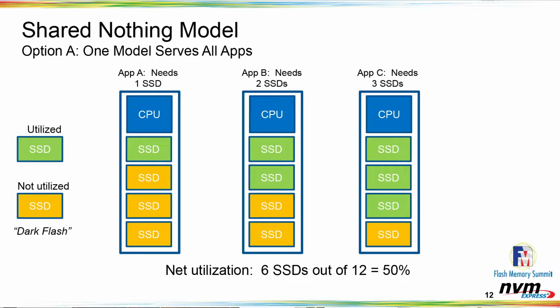That's got an industry term now called dark flash, and it's an inefficiency associated with this particular model that represents an opportunity for improvement. The net utilization in this very simple model is 6 out of 12, or about 50% for the storage utilization here. The industry average varies all over the place, but I think 40% storage utilization with this kind of a model is generally accepted out there. So that's certainly some low-hanging fruit and a great opportunity for improvement.